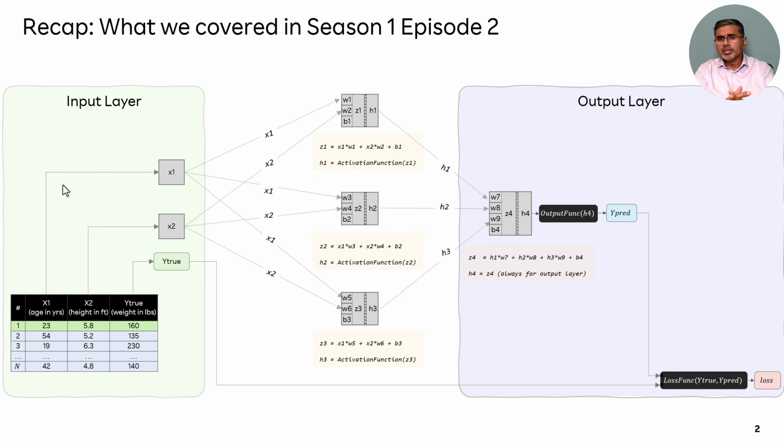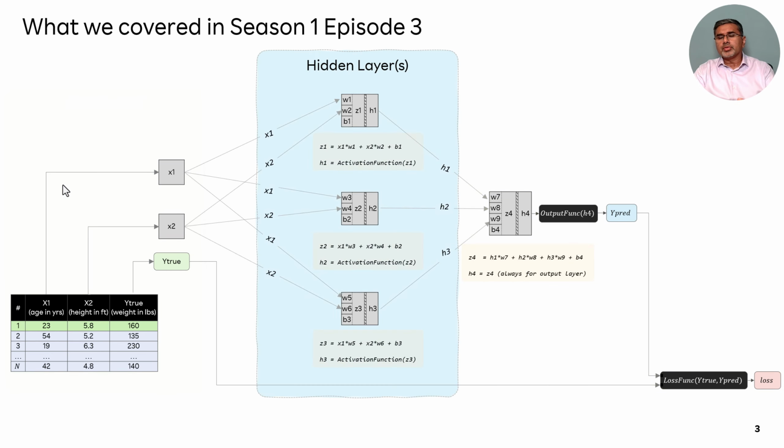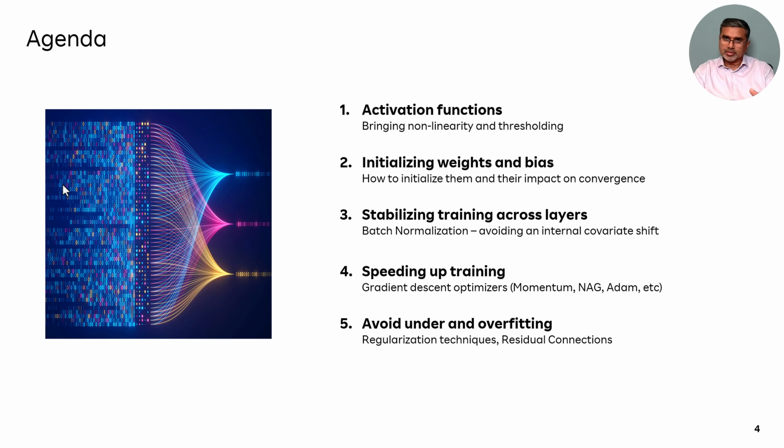for all these different use cases. So in this episode, Episode 3, we'll focus on the other part of the neural network, which is the middle one, the hidden layer. And what we'll study is essentially 4 or 5 different topics. The first one is that we'll talk about activation functions.